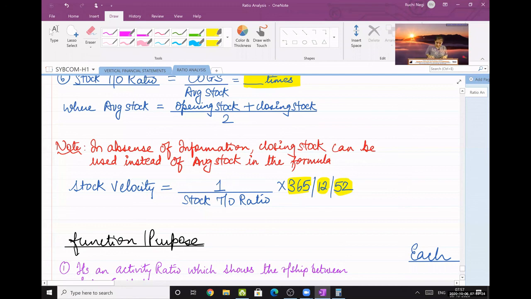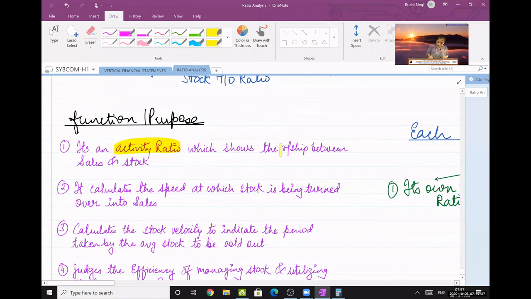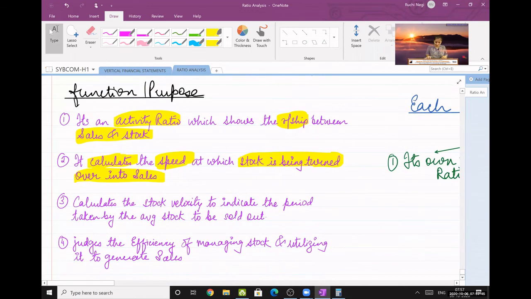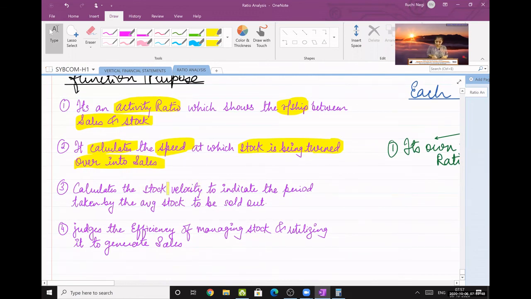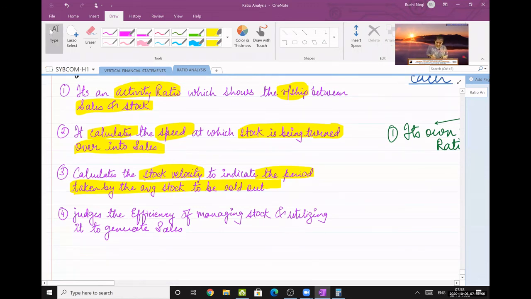See, it is an activity ratio which explains the relationship between sales and stock, how fast your stock is converted into sales. It calculates the speed at which stock is being turned, matlab converted into sales. And it also calculates the velocity, that is the speed, the rate at which the period taken by the average stock to be sold. It takes 15 days, 30 days. If the stock velocity answer is say 40 days, that means it takes 40 days for your stock to get converted into sales.